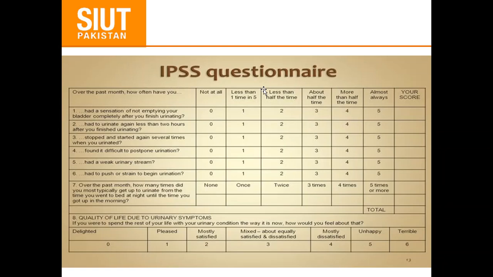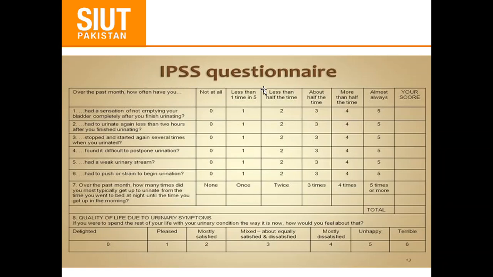We ask them if they find it difficult to postpone urination, if they have urgency. We score it from 0 to 5. We ask about a weak urinary stream, whether they had to strain while urinating, and nocturia: over the past month, how many times did they get up to urinate from the time they went to bed? The maximum score is 5 if they are going almost always. And the 8th question is for the quality of life.